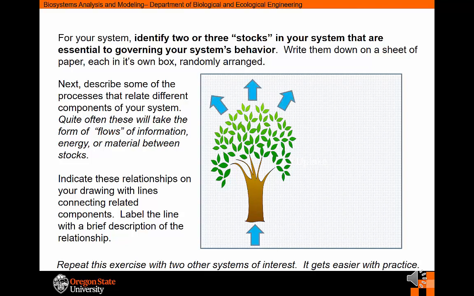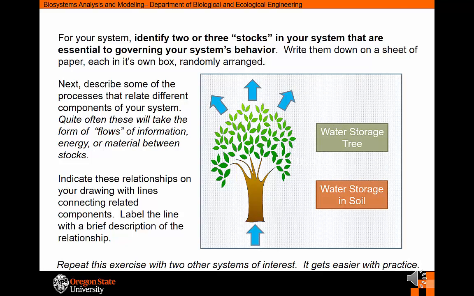Conceptually, we can represent this as two stocks of water, one in the soil, one in the plant. The level of each stock is controlled by the relevant processes, in this case precipitation, contributing to the water stored in soils, as well as root uptake transferring water from the soil to the plant, and transpiration, removing water from the plant.